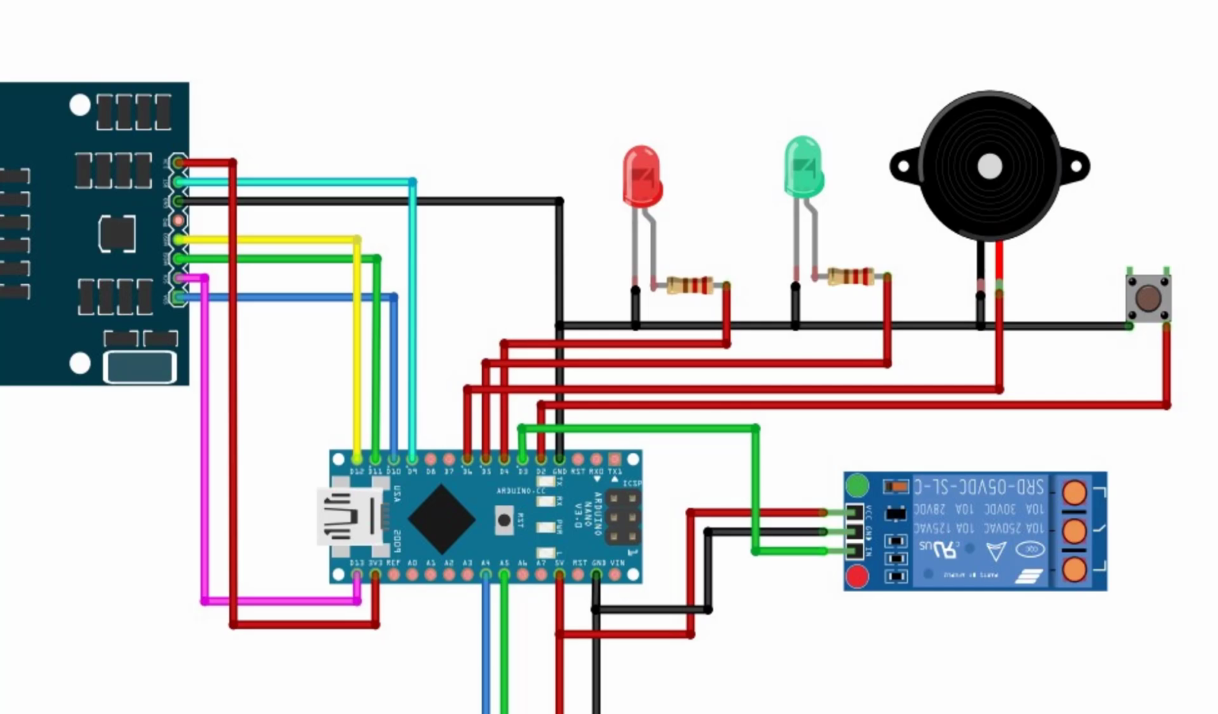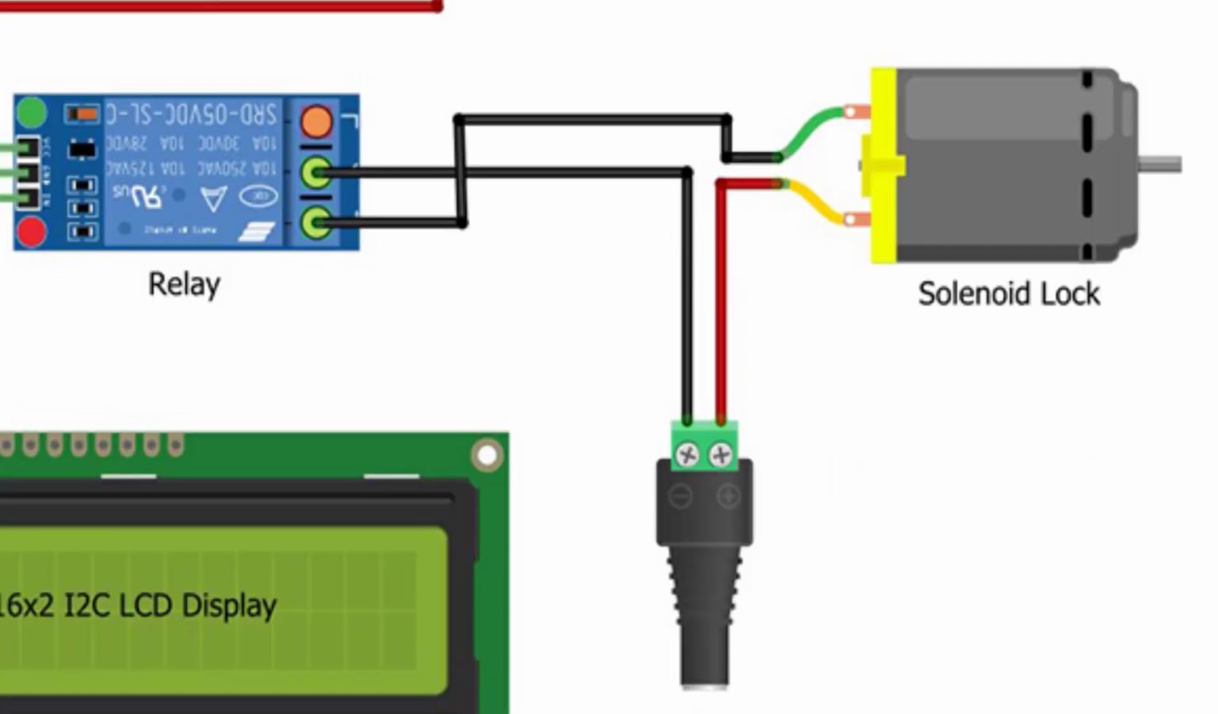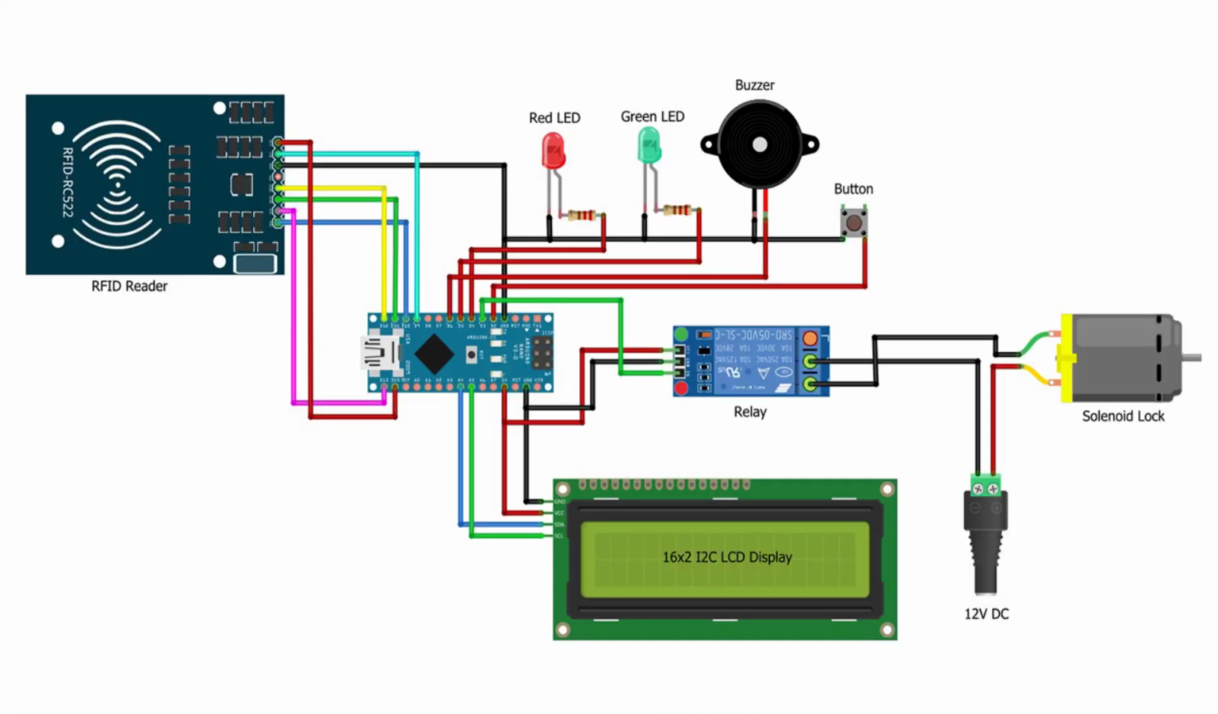Connect the relay IN pin to D3 pin of the Arduino. To interface the 12V solenoid door lock with the relay module, connect the 12V power supply positive pin to the positive pin of the solenoid lock. Then, connect the negative terminal of the power supply to the common pin on the relay module. Now, connect solenoid lock negative terminal to normally open pin of relay module.